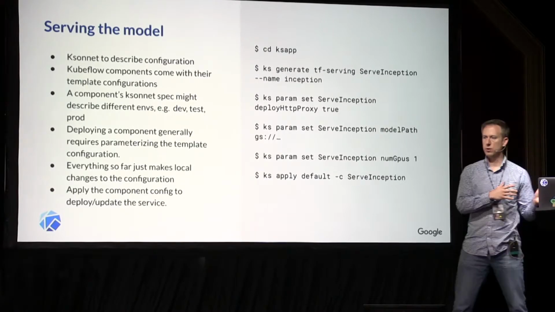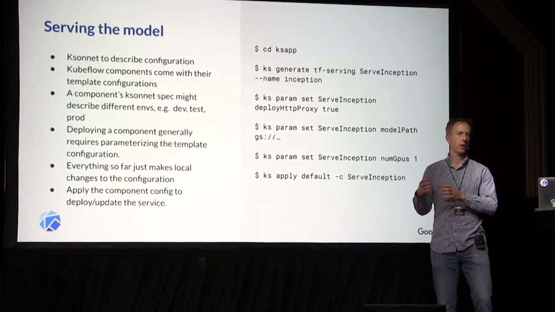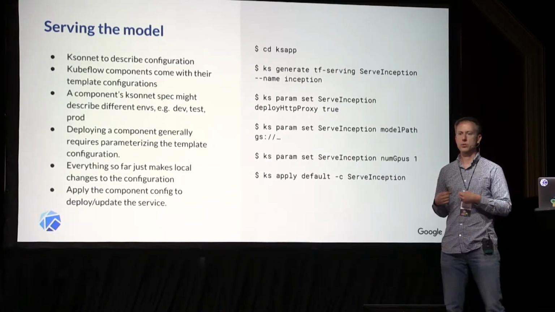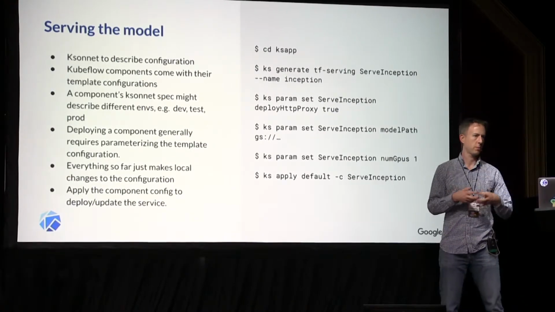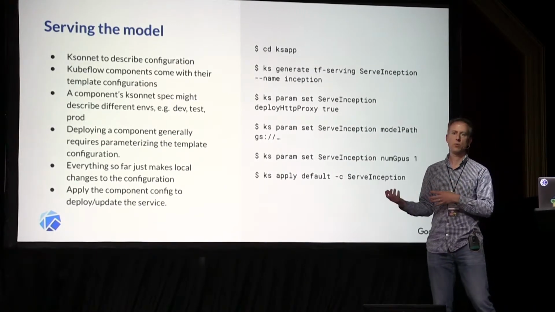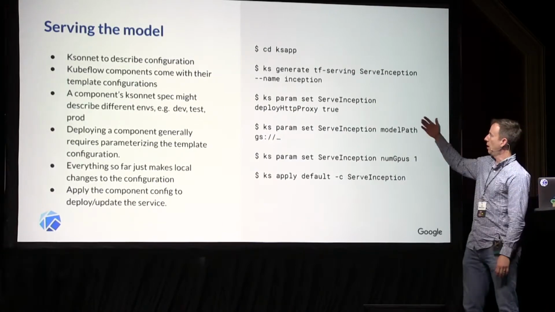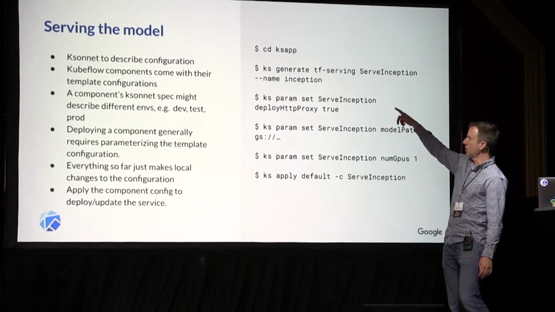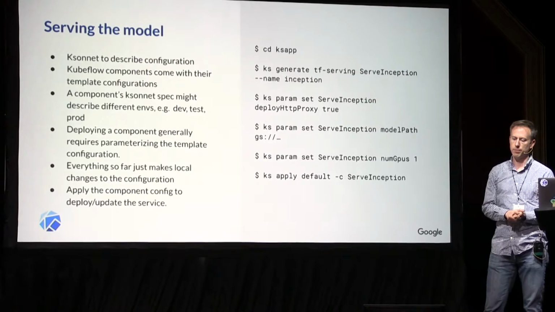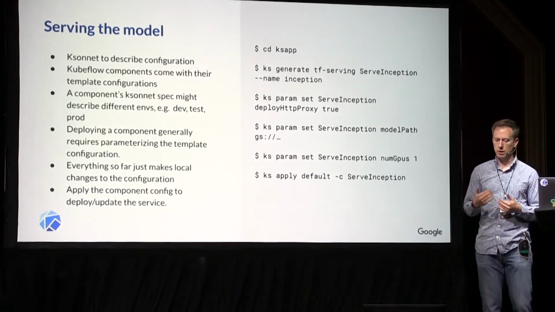Finally, we've gone through the deployment and training. Now let's talk about serving your model. So you've created a model. There's a serving component that wraps your model into a REST API that's stored in the cluster. This is similar, where you're generating a component using the TF serving template, setting some different parameters on it, and then applying it.